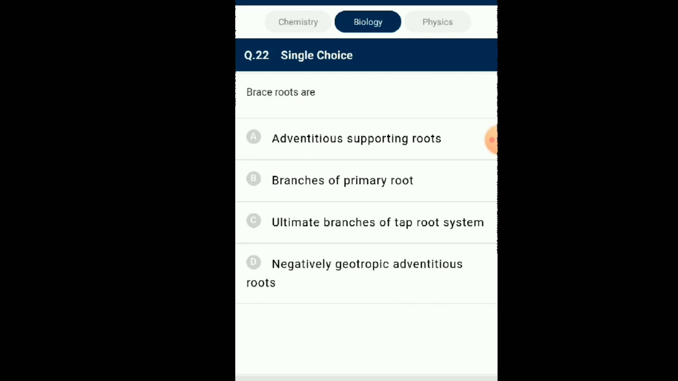The adventitious root system is found in both dicots and monocots. They branch out like a taproot from any part of the plant other than the radicle, for example, brace roots. So the answer for this question is option A, adventitious supporting roots.